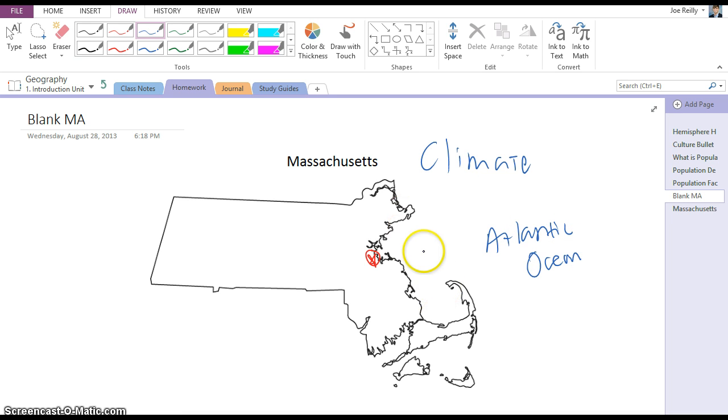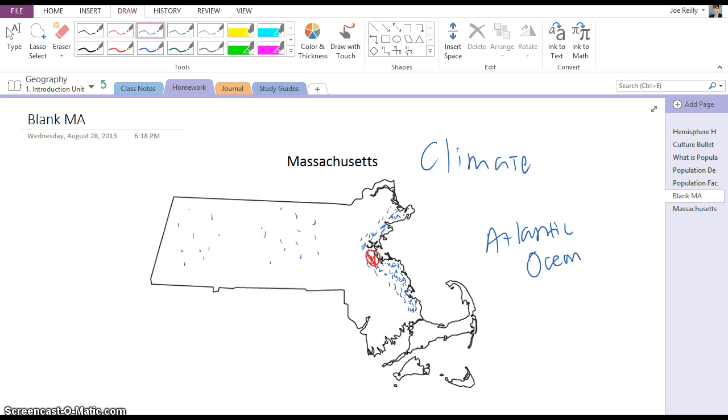Most people are probably going to be living along the coast. So let's draw a bunch of little dots for our people that are living along the coast. It's much nicer there in the summer. You can go to the beach, you can get tan, you can go see a Red Sox game. So a lot of people are going to be living here on the coast versus those in western and central Massachusetts. Not as many people there as the coast.